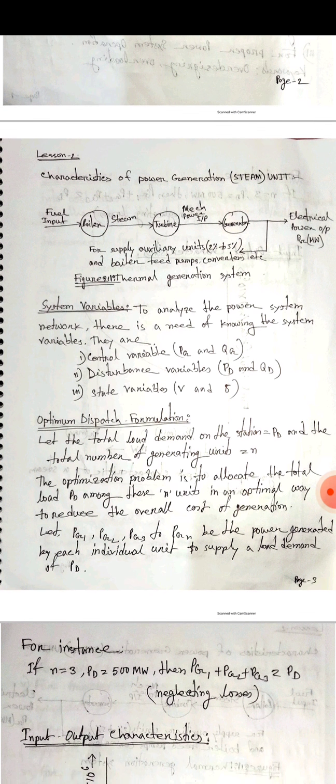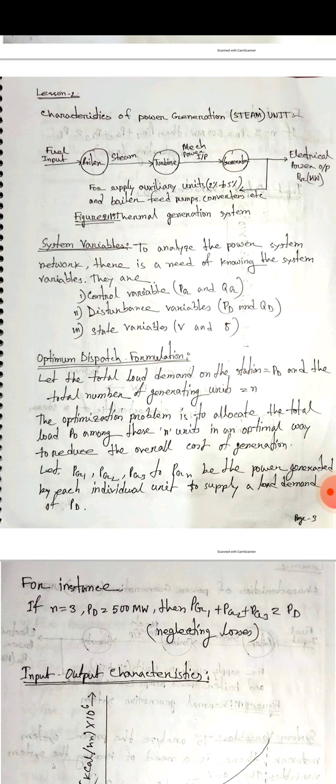System variables. To analyze the power system network, there is a need for knowing the system variables. They are: one, control variables PG and QG; disturbance variables PD and QD; and state variables V and δ.